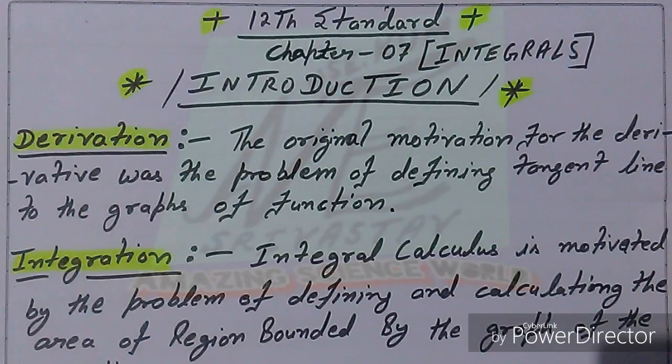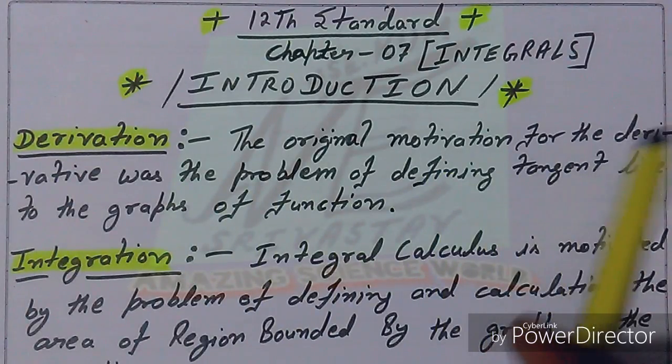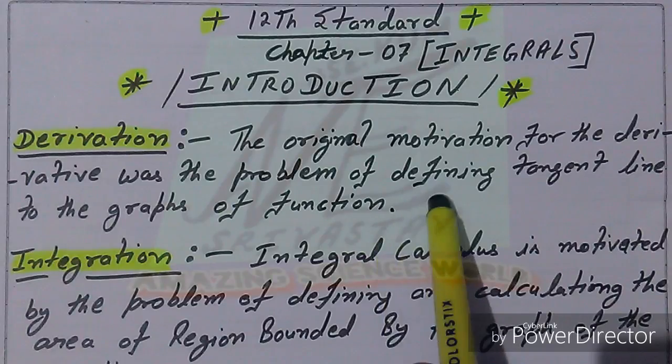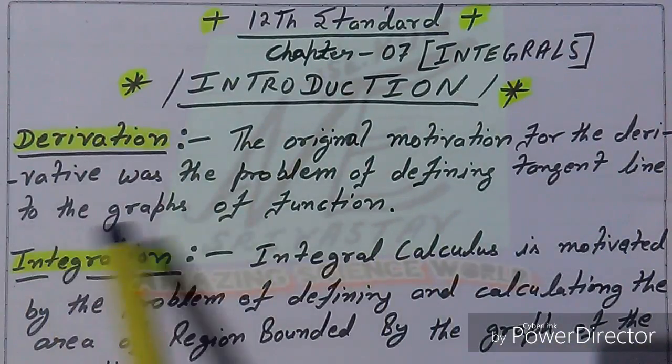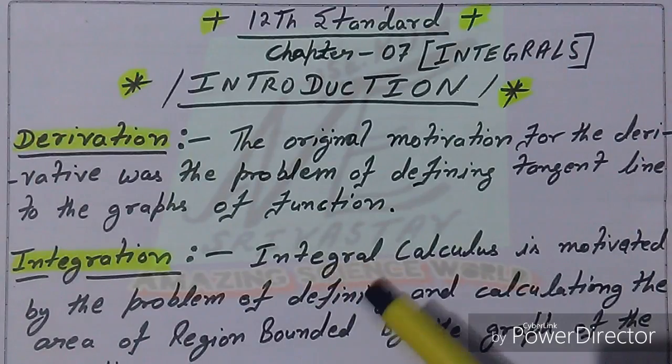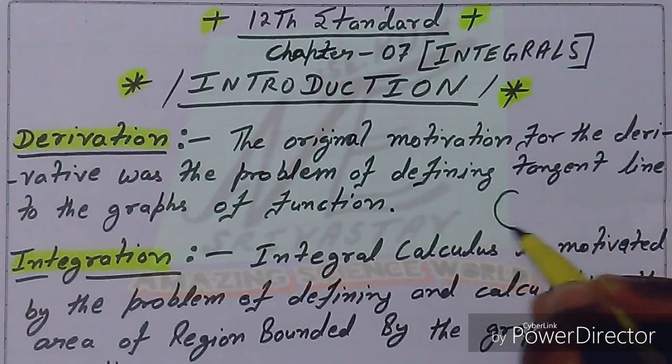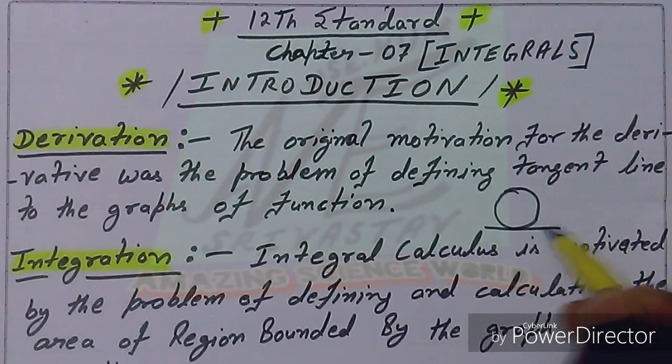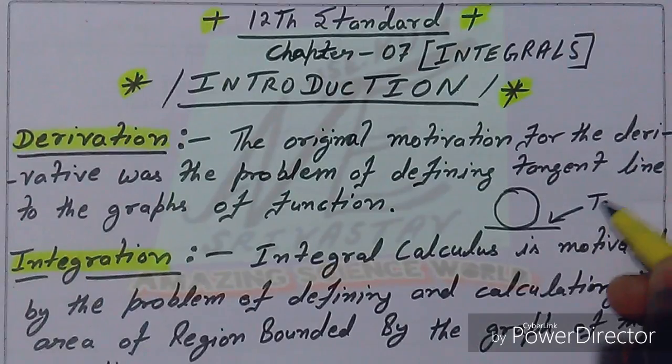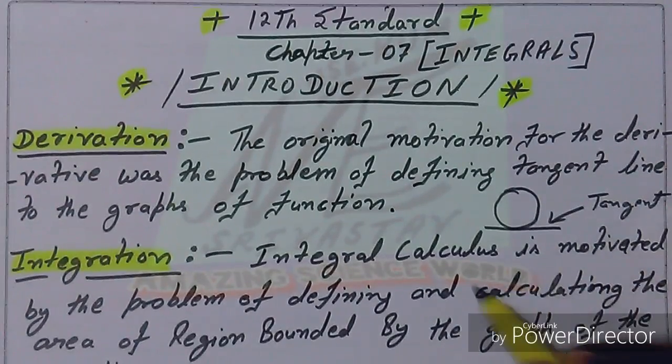The first point is derivation. And what is derivation? Let's define it. The original motivation for the derivative was the problem of defining the tangent line to the graph of a function. And you know what a tangent line is. It is this type, I show you. That is a tangent line. Okay my friends, and the derivative defines this line, only this line.